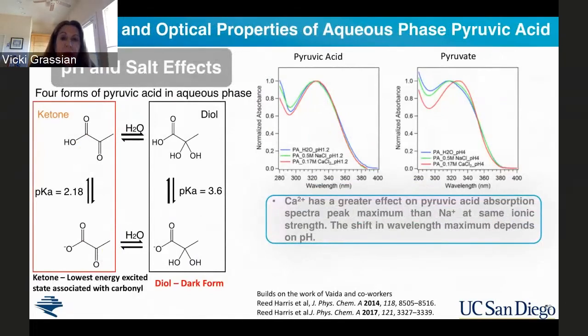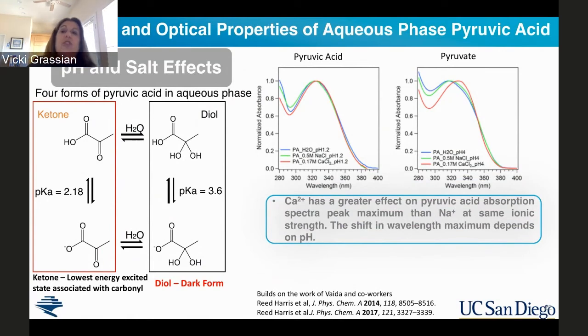Okay, so here we're just looking at some of the optical properties, namely just the UV-vis absorption spectrum as a function of pH and in the presence of salts. Again, we're looking at the 4 forms on the left-hand side, and I want to remind you that the diol form is dark. More diol, less chromophores, if you will, absorbing wavelengths that we're interested in, which is above 300 nanometers. So we do this experiment under conditions where we mostly have pyruvic acid, the protonated form of pyruvic acid, as well as the diol.